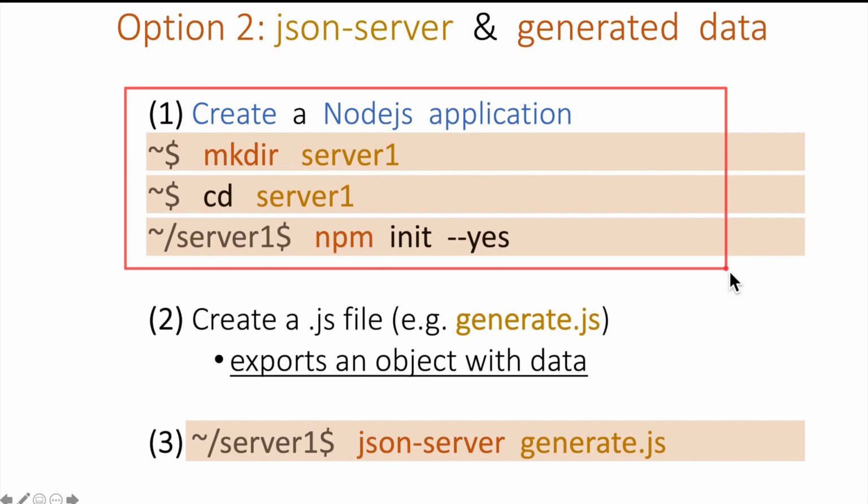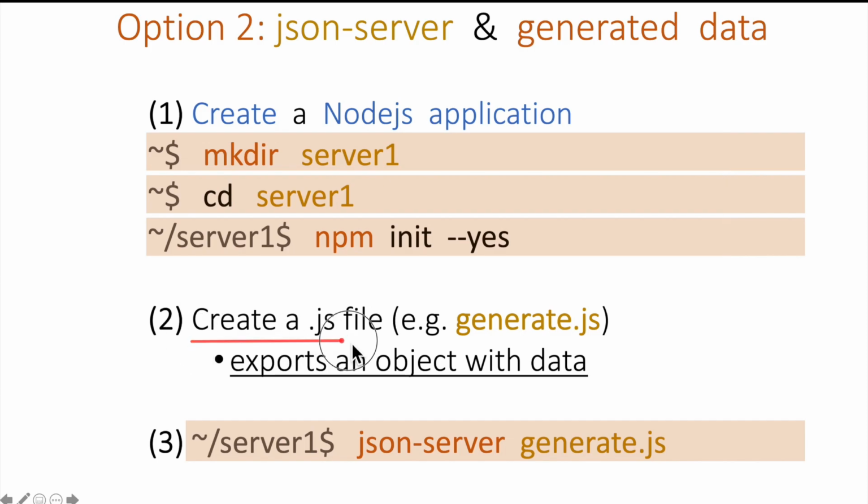Once we create a Node.js application like that, next we have to create a JS file, and we'll call that generate.js, and generate.js should export an object with some data. And after that is done, we can start a JSON server using generate.js.